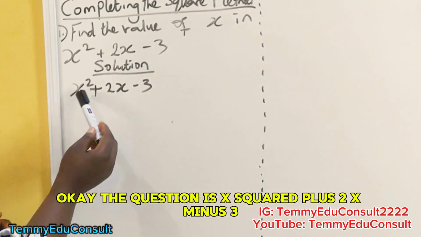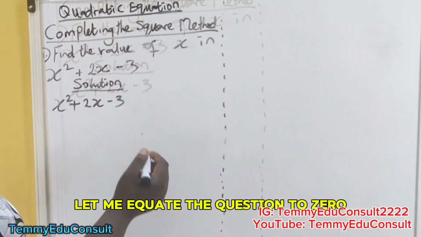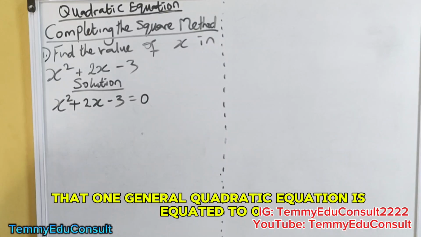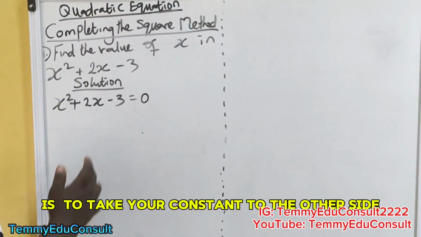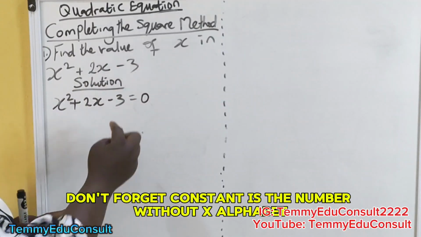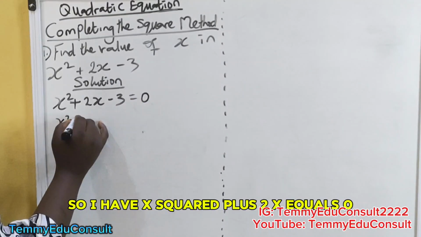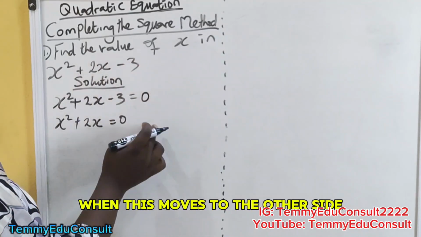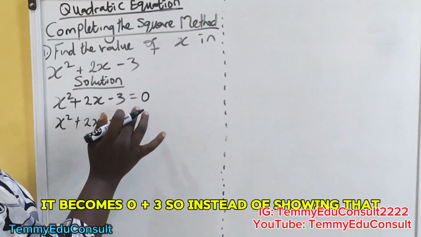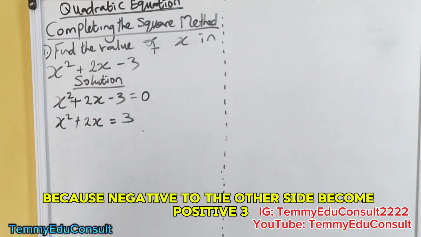Okay, the question is x squared plus 2x minus 3. Let me equate the question to 0. If you remember, our general quadratic equation is equated to 0. So, following my completing the square method, the first thing you need to do is take your constant to the other side. Don't forget, constant is the number without the x alphabet. So I have x squared plus 2x equals, and when the constant moves to the other side, the negative becomes positive 3.